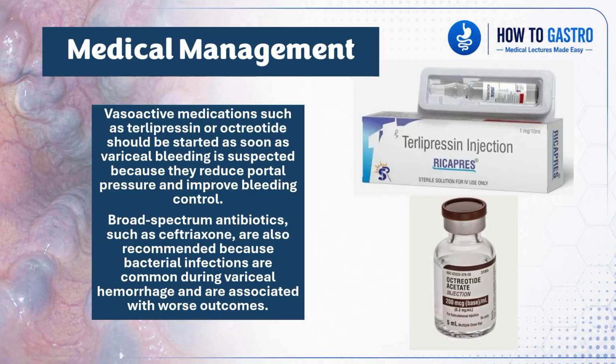The medical management of esophageal varices. Vasoactive medications such as terlipressin and octreotide should be started as soon as variceal bleeding is suspected because they reduce the portal pressure and improve bleeding control. Broad-spectrum antibiotics such as ceftriaxone are also recommended because bacterial infections are common during variceal hemorrhage and are associated with worse outcomes.